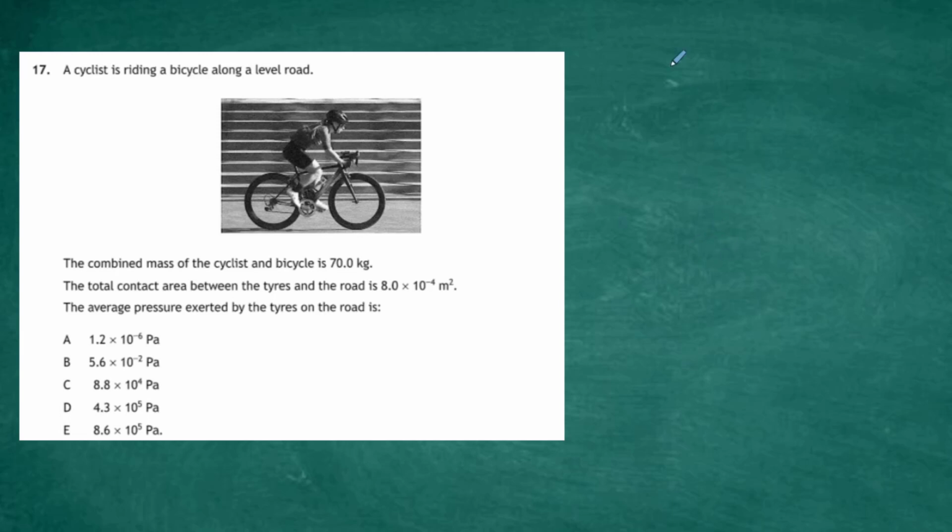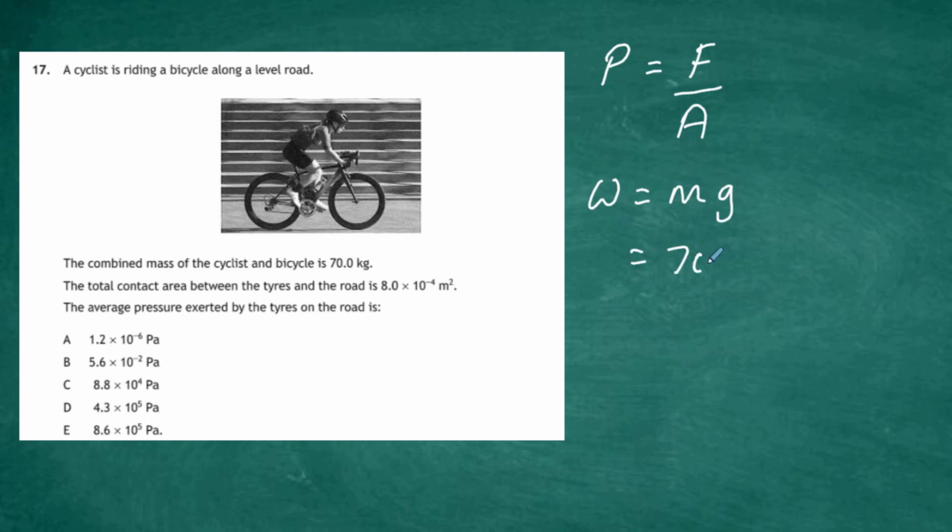Well, we start off with our equation sheet. We know that the pressure P is always equal to the force over a particular area, and that's the contact area. Now the force in this case is going to be equal to the weight of the person, so we have to work out the combined weight of the bicycle and the person, and we do that by using the equation weight equals mg.